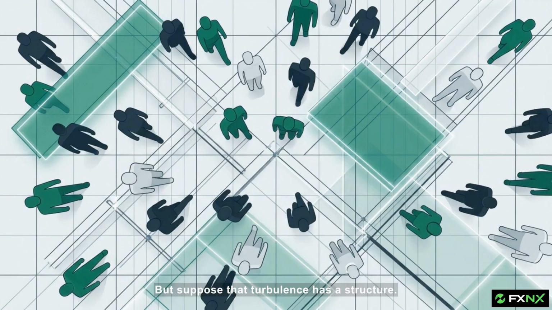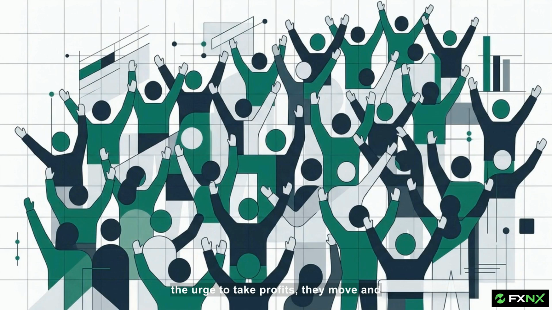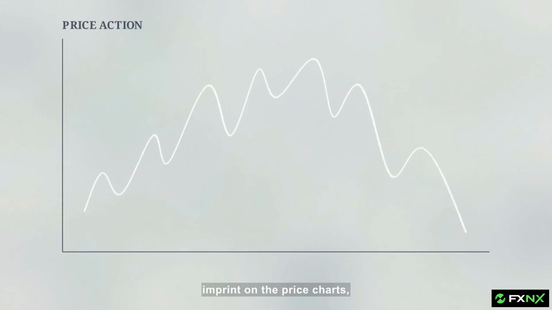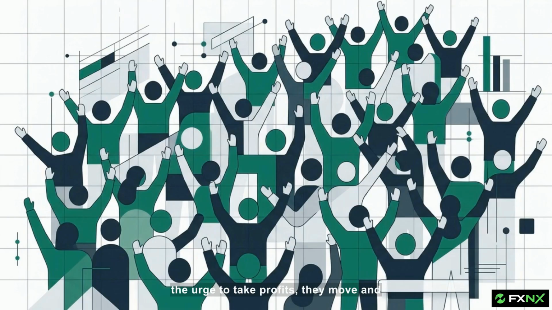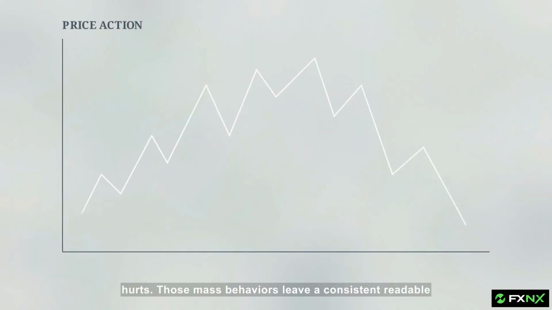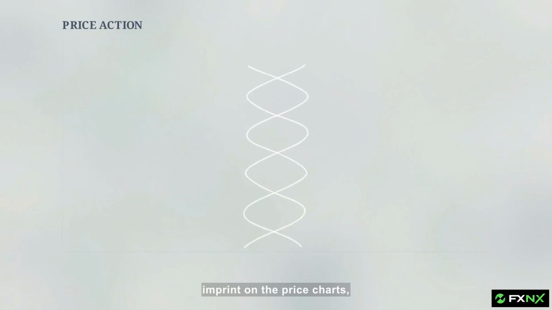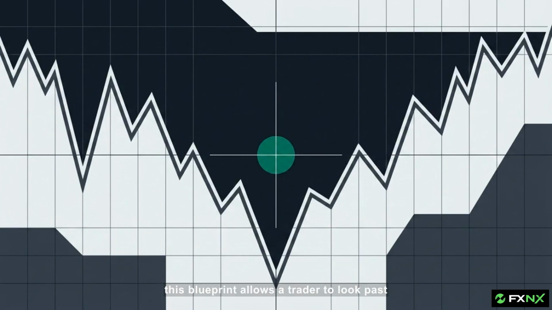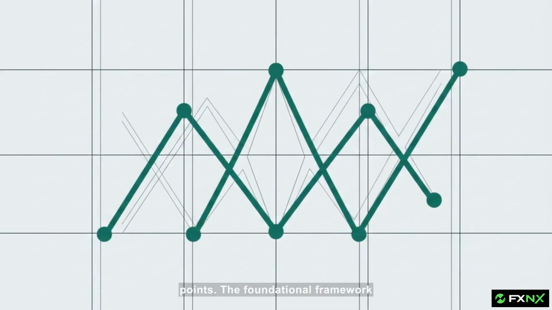But suppose that turbulence has a structure, a hidden, repetitive rhythm driven by collective human psychology. When millions of traders experience greed, fear, or the urge to take profits, they move in herds. Those mass behaviors leave a consistent, readable imprint on the price charts, a kind of behavioral DNA. Learning to identify this blueprint allows a trader to look past the immediate market noise and locate specific structural turning points. The foundational framework used to decode the psychology into readable phases is called Elliott Wave theory.